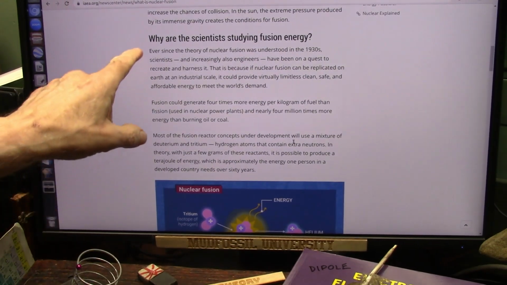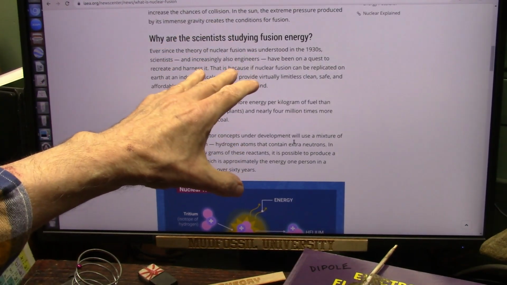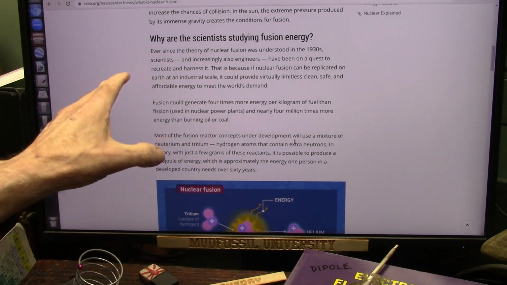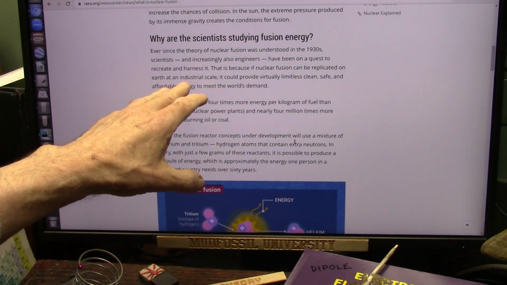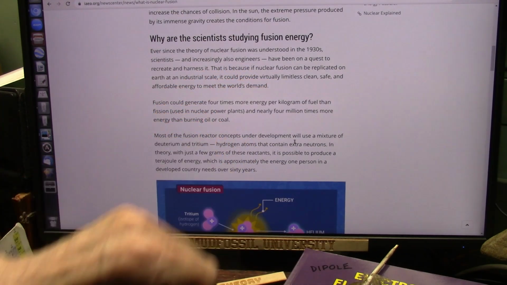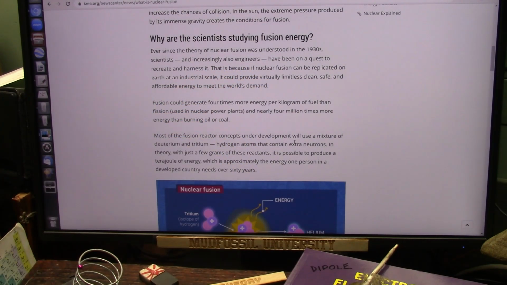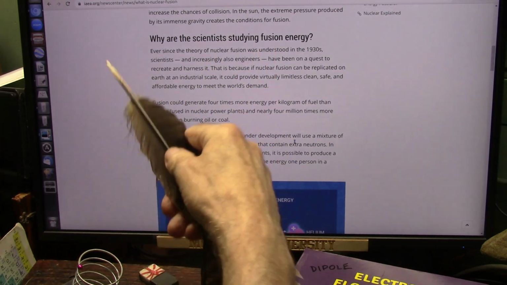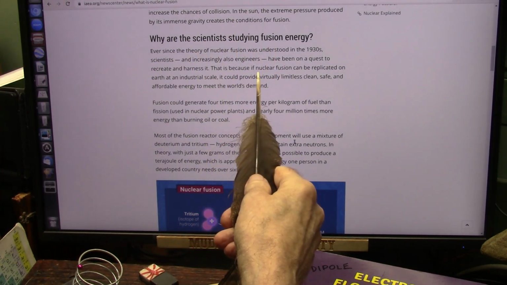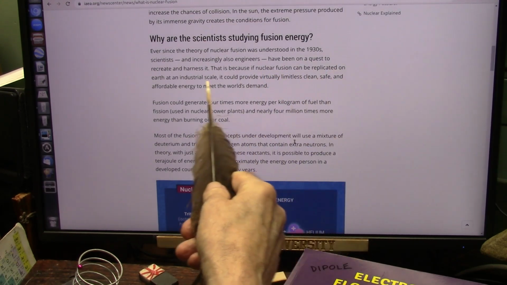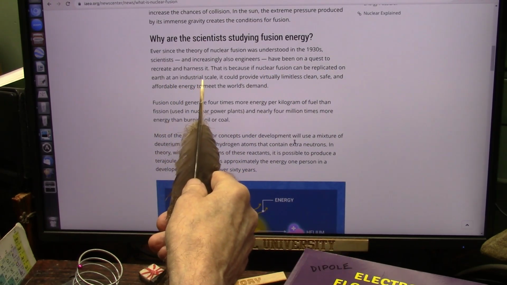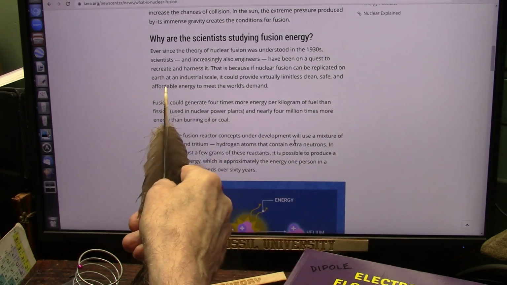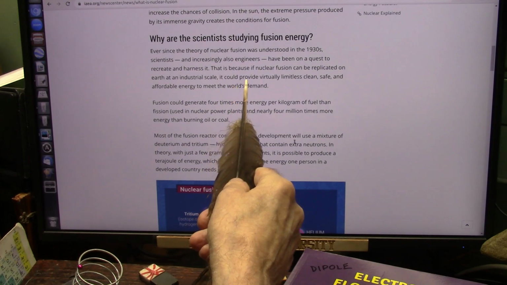All right, you see this? Why are scientists studying fusion energy? Ever since theory of nuclear fusion was understood in 1930s, scientists, increasingly also engineers, have been on a quest to recreate and harness fusion. To recreate fusion and harness it. That's because if nuclear fusion can be replicated on Earth on an industrial scale, it could provide virtually limitless, clean, safe, and affordable energy to meet the world's demands.